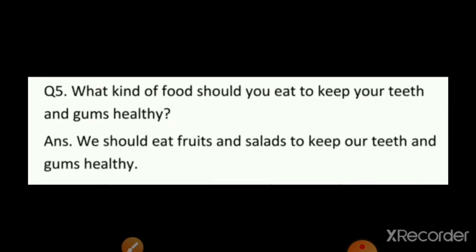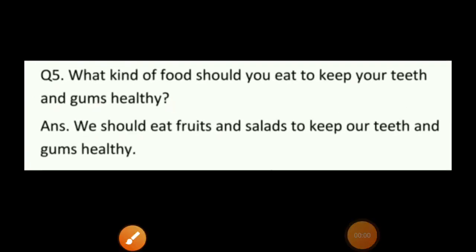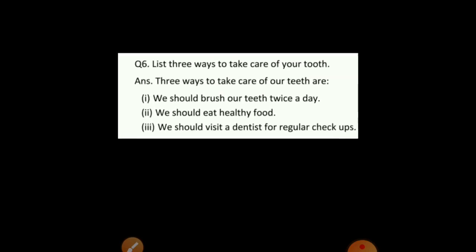What kind of food should you eat to keep your teeth and gums healthy? The answer is, we should eat fruits and salads to keep our teeth and gums healthy. Now come on, next question, sixth question.